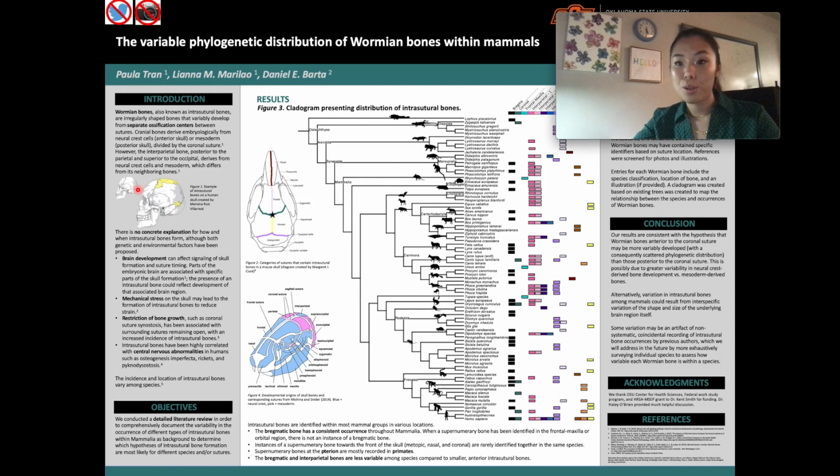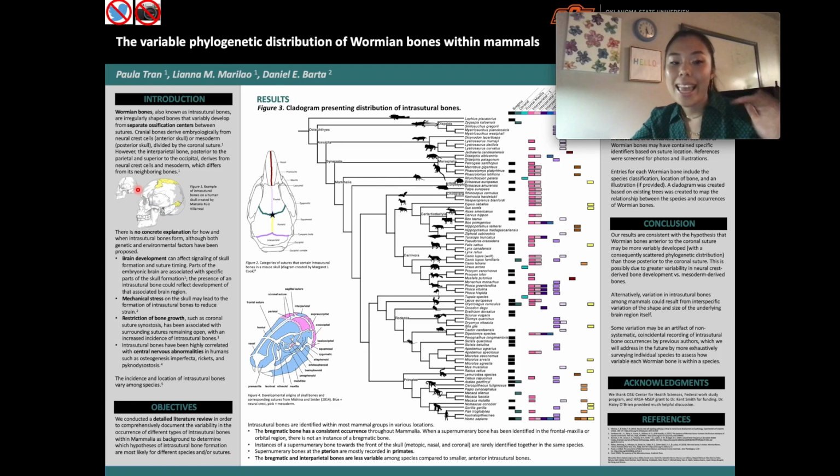Second, mechanical stress, which, in horses, has shown that the formation of Wormian bones reduces the strain when there is stress. Another hypothesis is that the restriction of bone growth can lead to intrasutral bone formation. For example, when one suture is stuck, Wormian bones may form in other sutures to reduce that strain. Intrasutral bones have been highly correlated with central nervous abnormalities in humans.